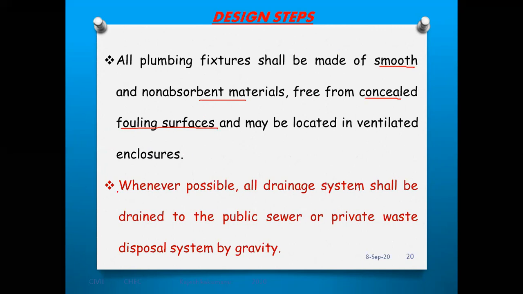What is the second point? Whenever possible, all drainage systems shall be drained to the public sewer or private waste disposal by gravity. So we have to optimize the design without extra cost. If we use pumps, you are increasing the cost of the project. So thereby you have to make it zero. You have to make it zero, meaning what? We should not use pumps. Maximum we should not use pumps.